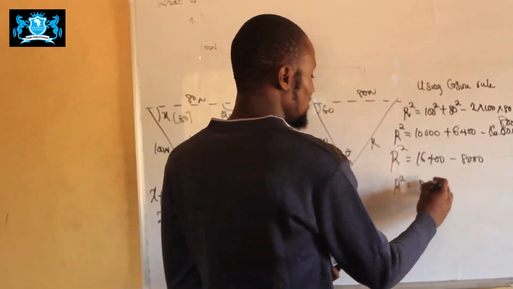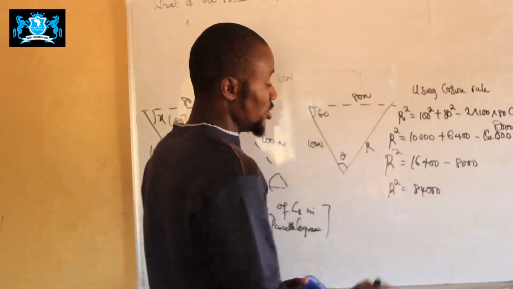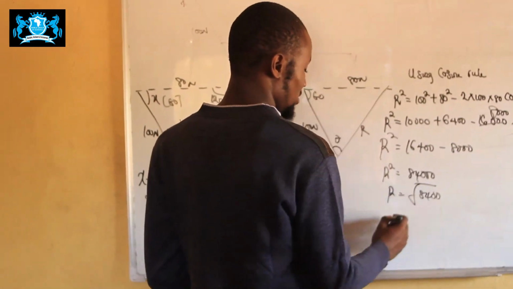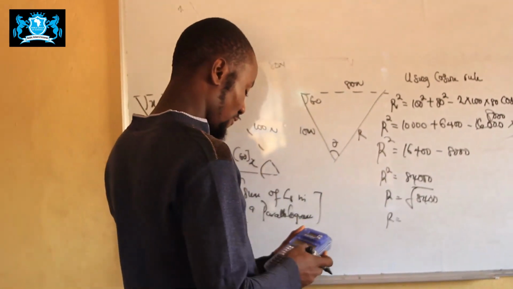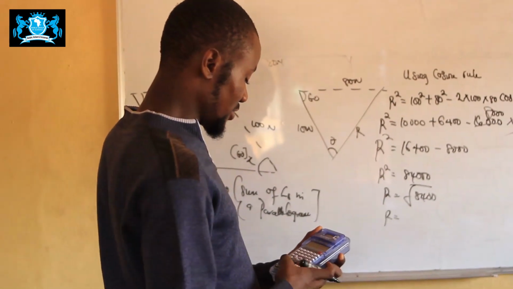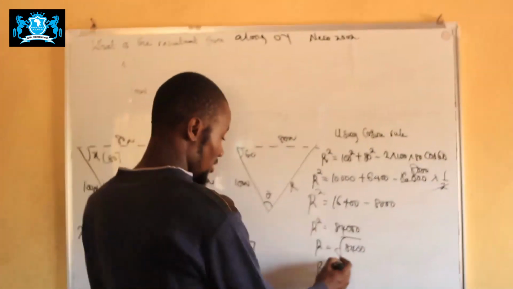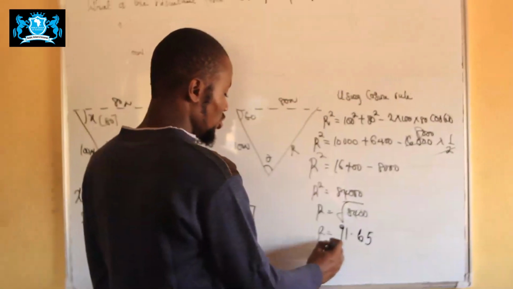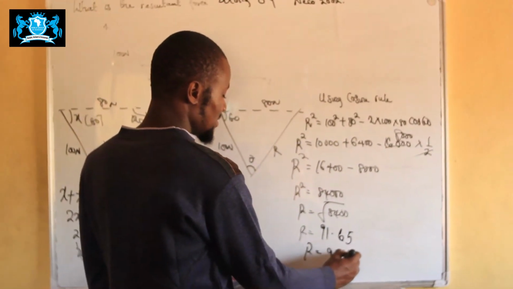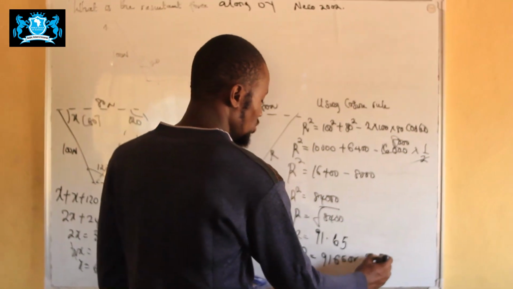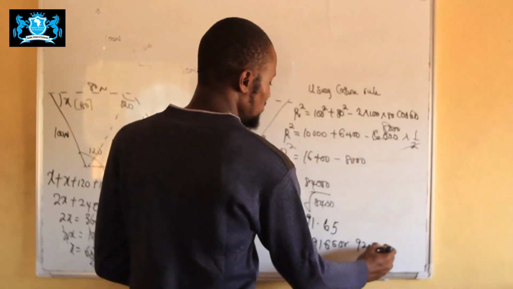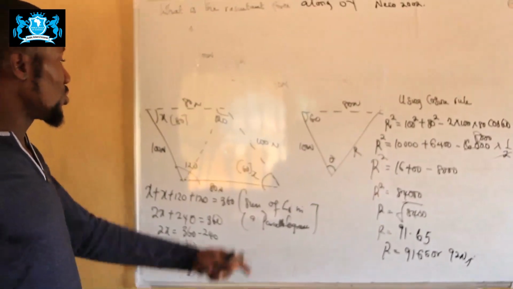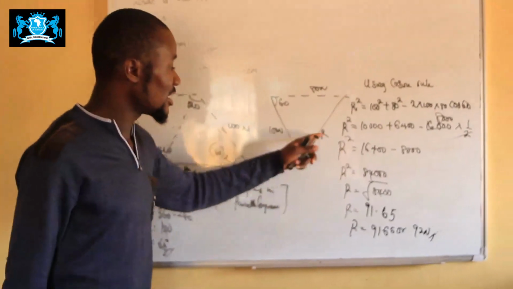You have 8,400. So R now is equal to the square root of 8,400, and R is equal to 91.65. So the resultant force is 91.65, or approximately 92 Newtons. So the answer to the question is 92 Newtons, and that is the value for your resultant force.